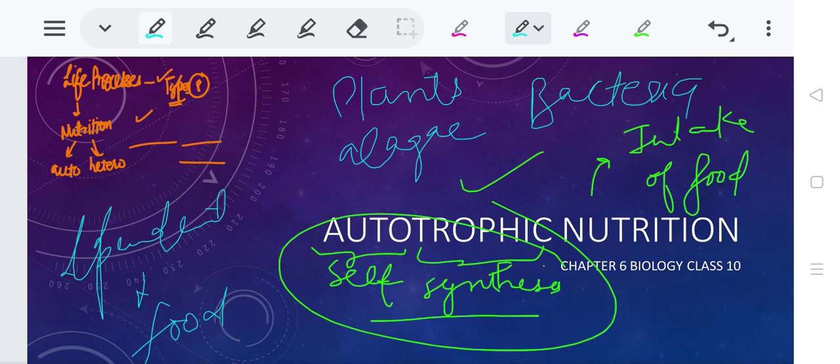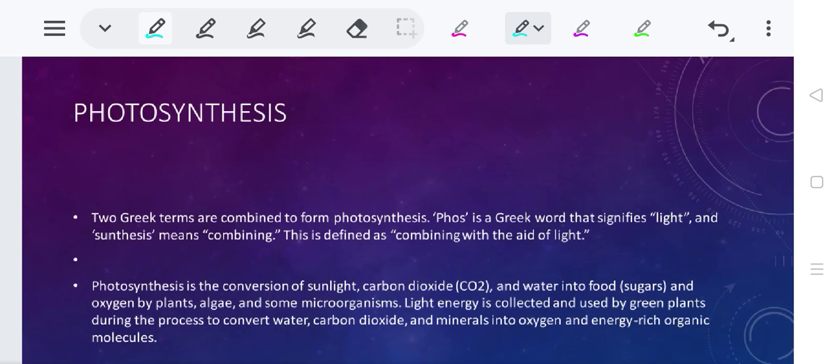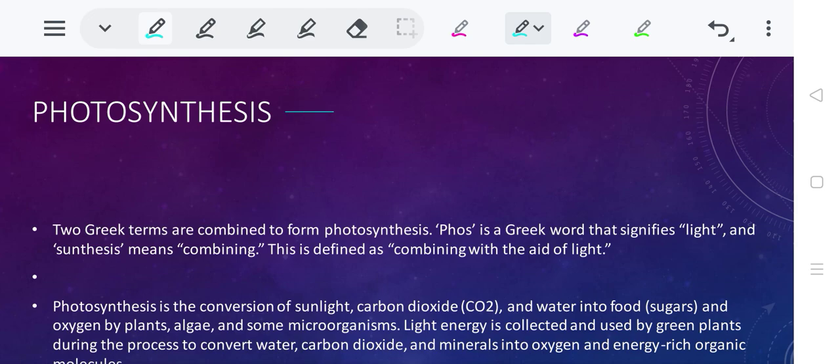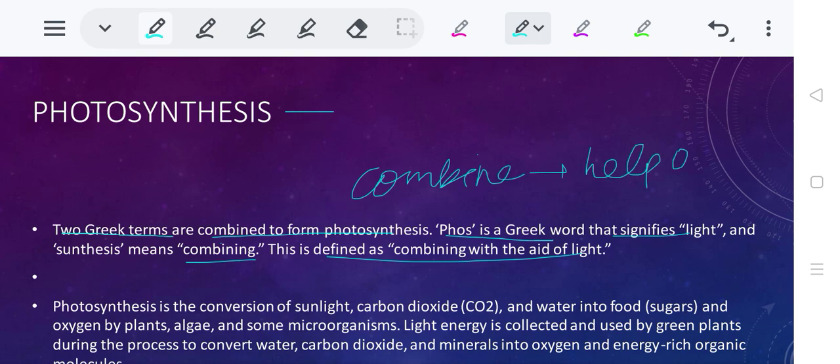Autotrophic nutrition is done by the process of photosynthesis. So what is photosynthesis? It is used by plants and algae to make food. Two Greek terms are combined to form photosynthesis. Phos is a Greek word that signifies light, and synthesis means combining, so this defines combining with the aid of light. Combining of some material with the help of light is called photosynthesis.